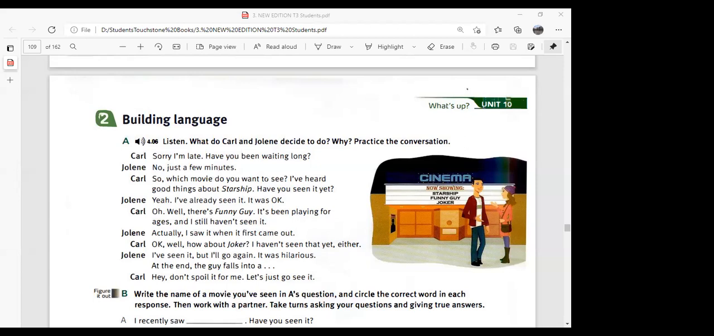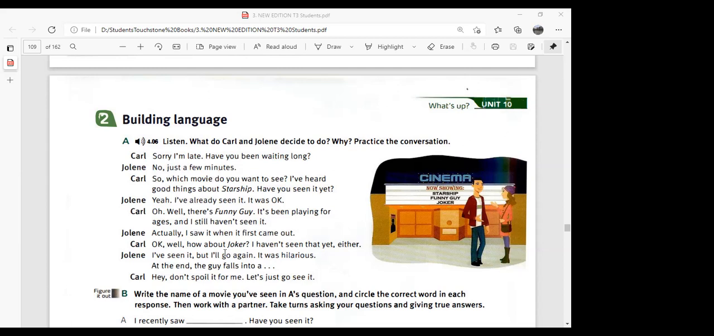One more time, and please take notes. I'm going to be asking some questions about the conversation. Page 101. 2. Building language. A. Listen. What do Carl and Jolene decide to do? Why? Practice the conversation.